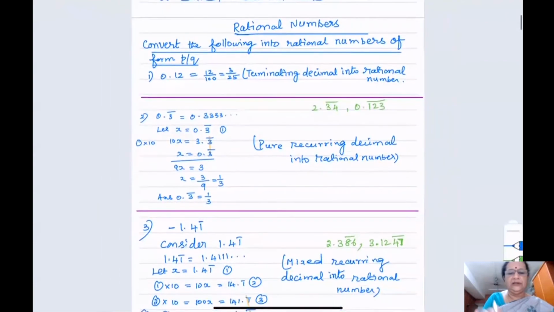So under rational numbers, you may be asked to convert a decimal number into a rational number and a rational number into a decimal number. So let us see a few examples on that. Convert 0.12 into a rational number. You know that because there are two decimal places here, it is going to be 12 by 100.